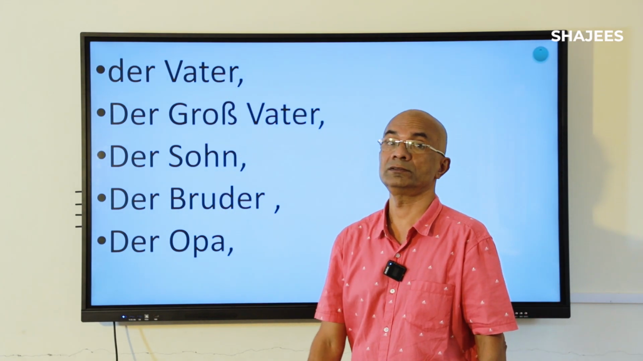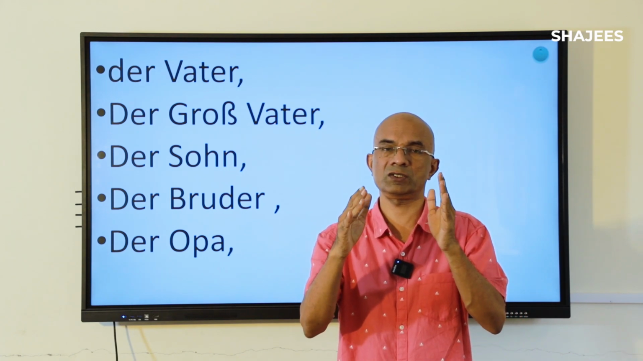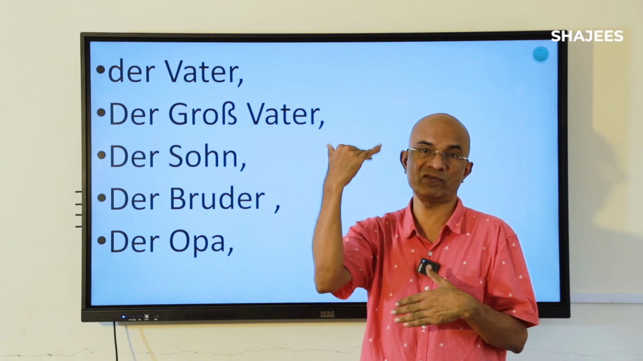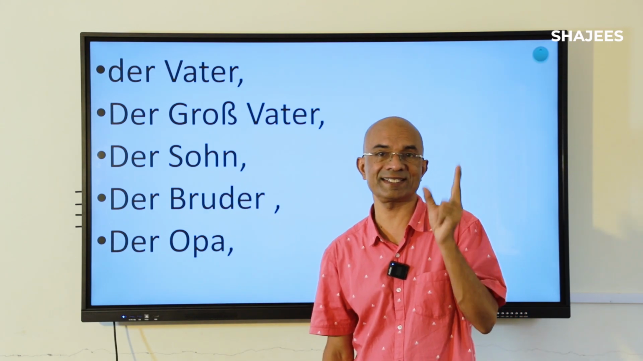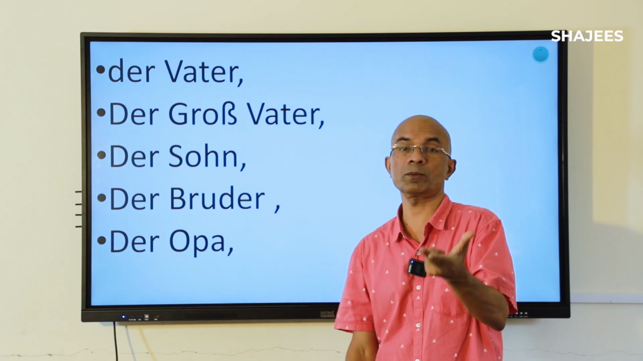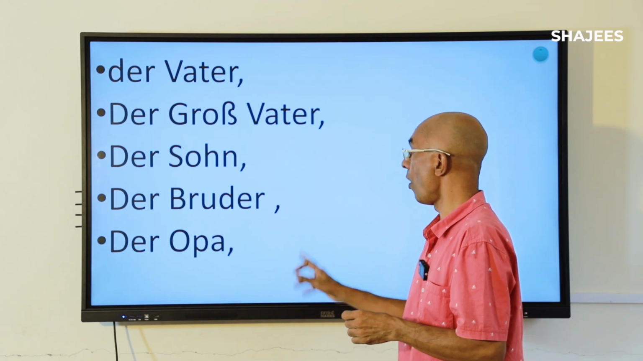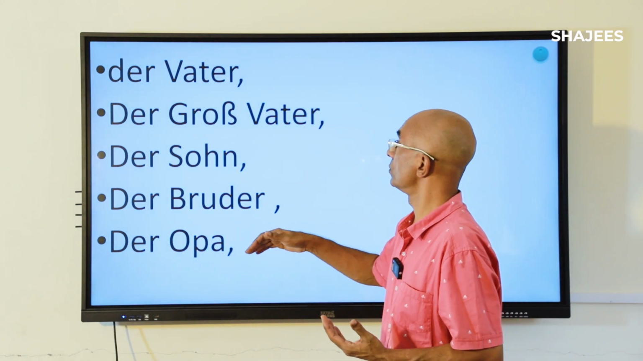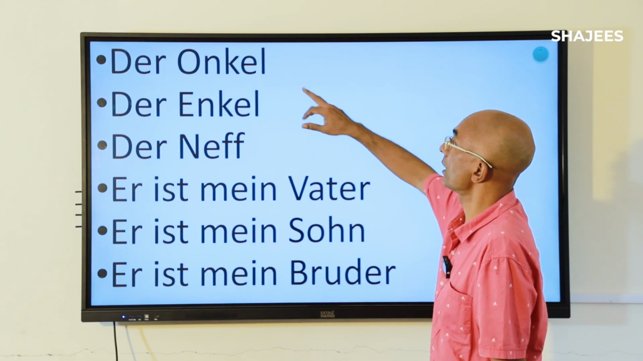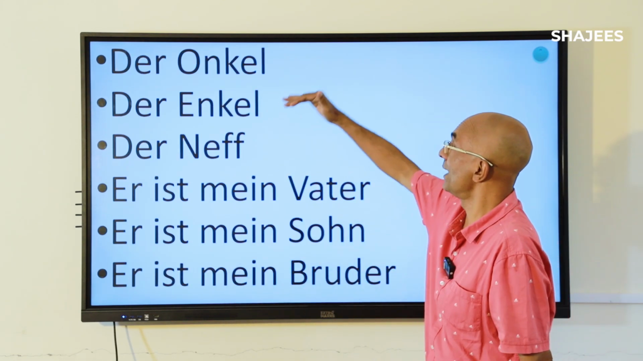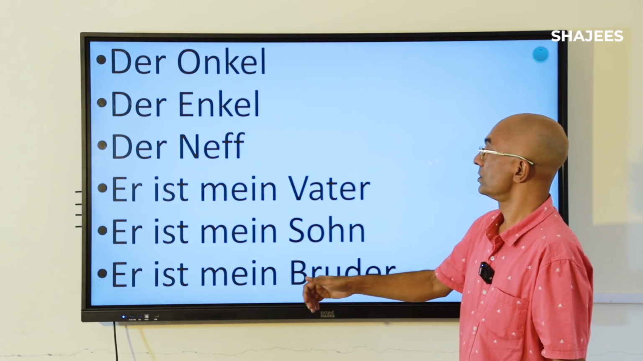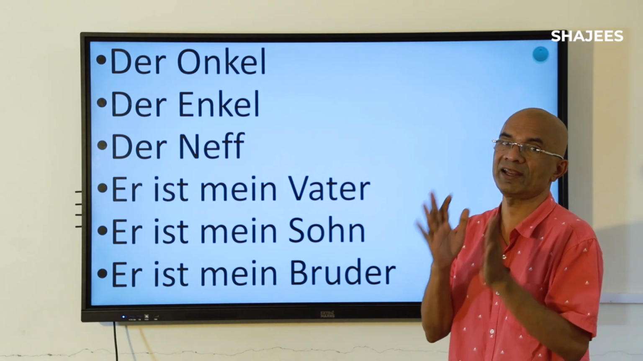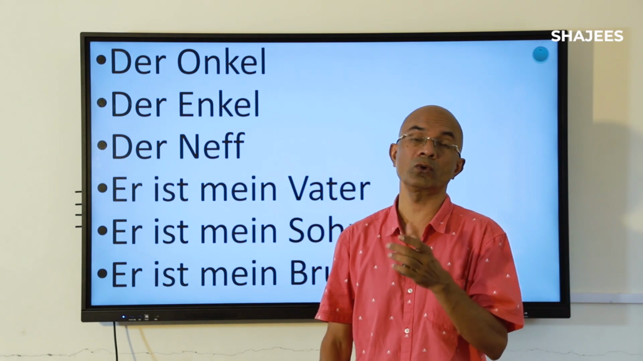So yeah, when we look at it now, for example, masculine: der Vater. That is masculine. Okay, Vater means father. The Großvater means grandfather. Okay, der Sohn means son, or der Bruder means brother. Okay, der Opa, grandpa. Okay, then another thing, we have der Onkel, uncle, der Neffe, nephew. All these things are masculine: the father, the uncle, the nephew, the brother, the son, all masculine.